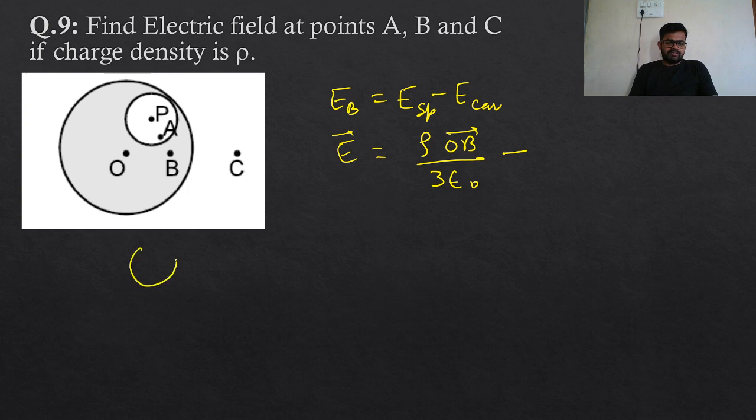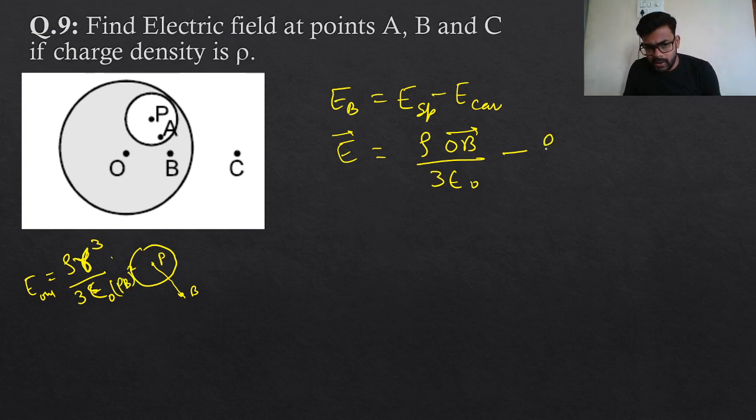The cavity is here and point B is here. This is P, and this point is outside the cavity. For this I explained the formula: E out is equal to rho r cube upon 3 epsilon naught R square, where R is the radius. Let us consider the radius of the cavity to be small r. So here it is rho r cube upon 3 epsilon naught PB square, and the direction is PB cap.